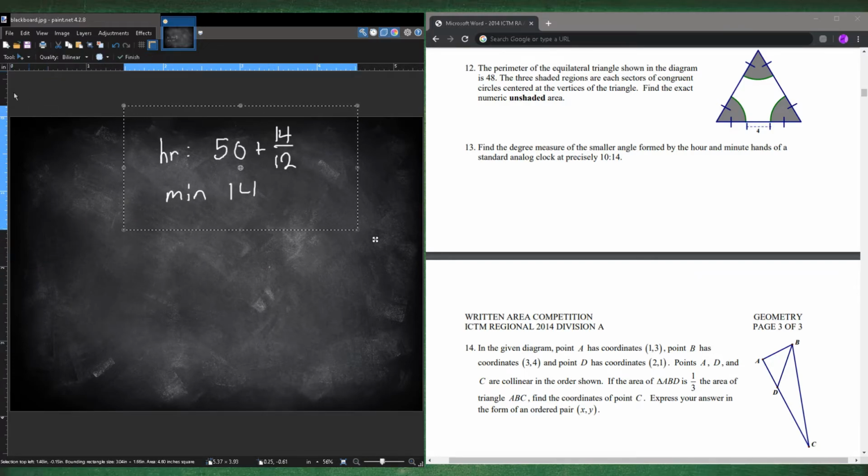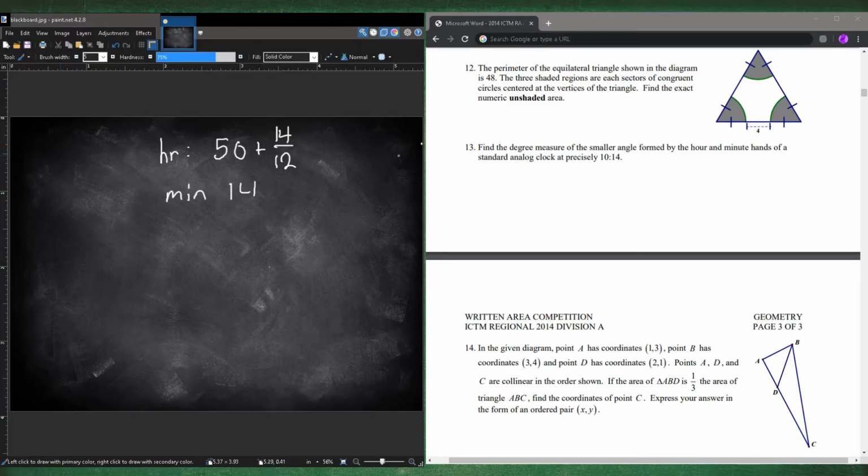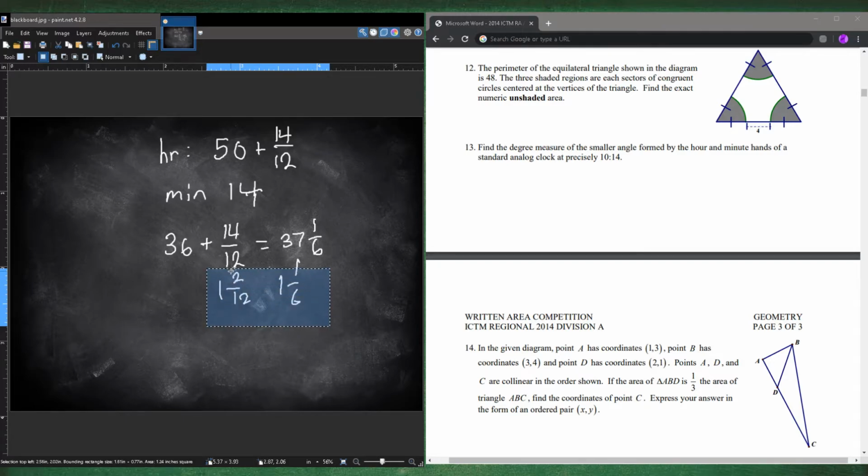And now we just need to find the angle between them. So you could just subtract: 50 plus 14 over 12 minus 14. The 50 minus the 14 is 36, so 36 plus 14 over 12. That's 1 and 2 over 12, which is 1 and 1 over 6, so 7 over 6. So we have 37 and 1 over 6. That's the number of ticks between them.